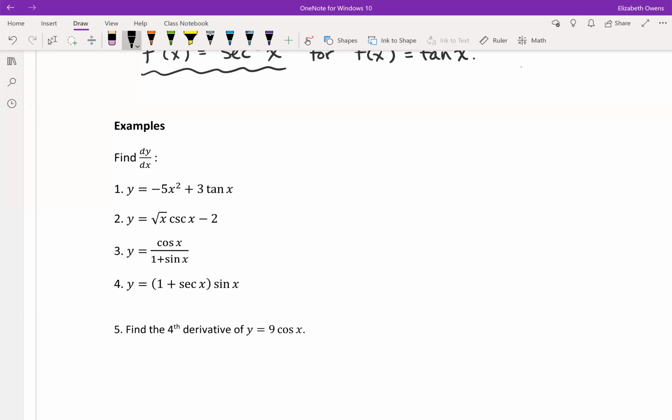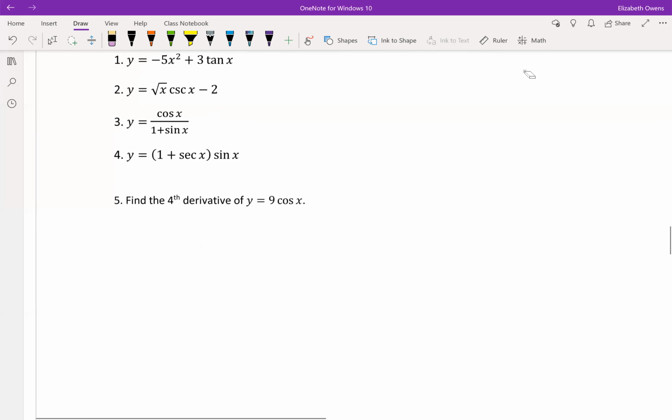All right, now it's time to do some examples involving these trig derivatives. So we are going to look at the first three problems on here in this video. And for each one of these functions, we are going to find dy dx. So we're going to start out with our first one.